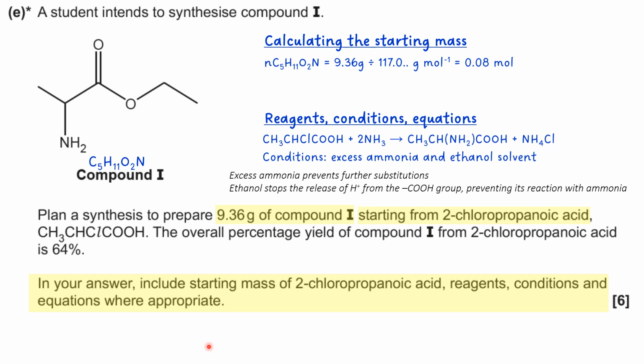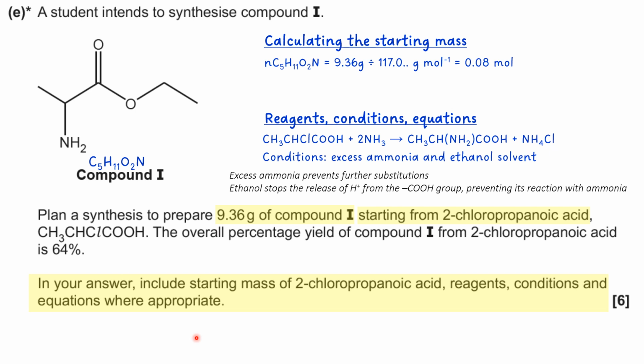The excess ammonia, as you probably remember from your lessons on this, prevents further substitutions, either by the ammonia itself or the amine. The amine that you make can come back and substitute here again, so we don't want that to happen. Neither do we want the ammonia to react with the COOH group.